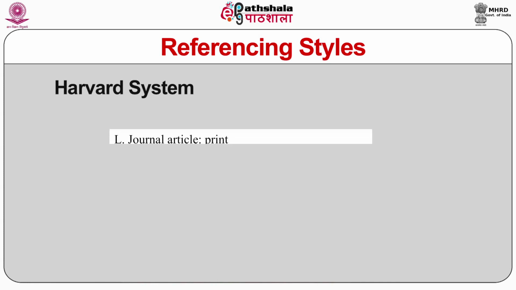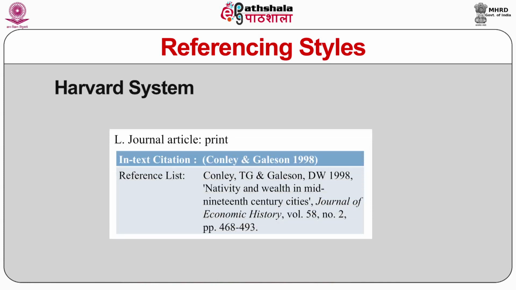In case the journal is in printed form, you give the last names with the year in the main body, and in the references the complete name, then the year, then the title, then the journal with the volume, the issue number and the page number.